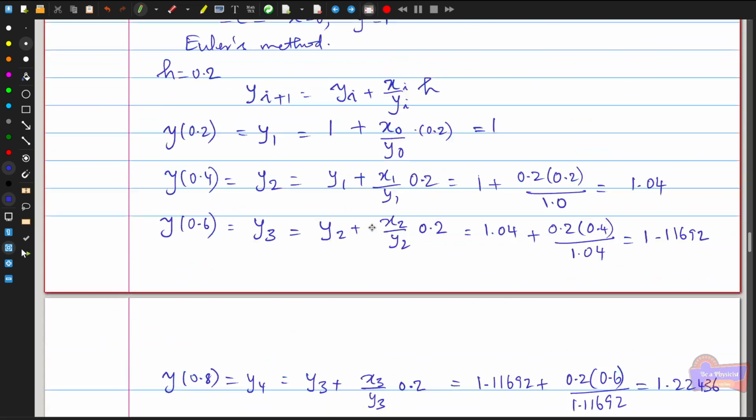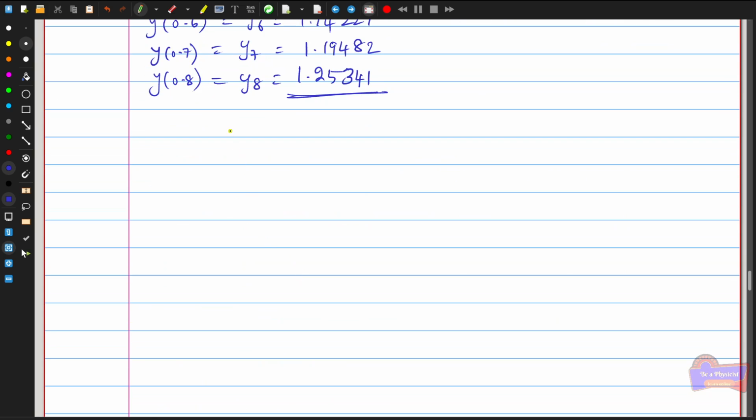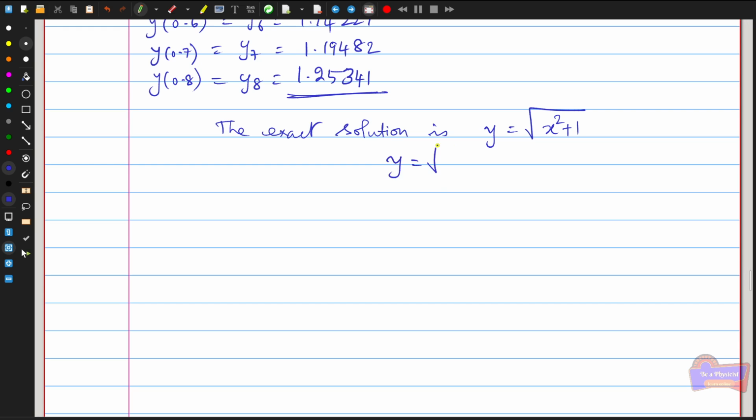So we have to find out the exact solution of this equation, dy by dx is equal to x divided by y. So the exact solution is y is equal to square root of x squared plus 1. So this is the exact solution of the corresponding equation, so I can just substitute the value x is equal to 0.8. So the exact value at x equal to 0.8 is the square root of 0.8 squared plus 1, which is almost equal to 1.64, which can be written as 1.28062.